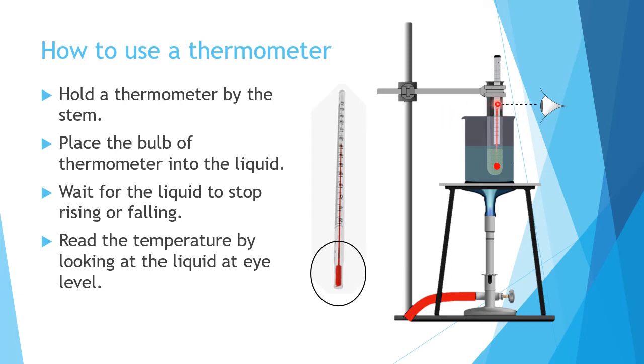Tidak boleh kamu baca dari atas. Tidak boleh kamu baca dari bawah. Mesti sebaris. So for example, at this one, you cannot look from down here untuk melihat sana. You have to look from here untuk baca the thermometer itu.